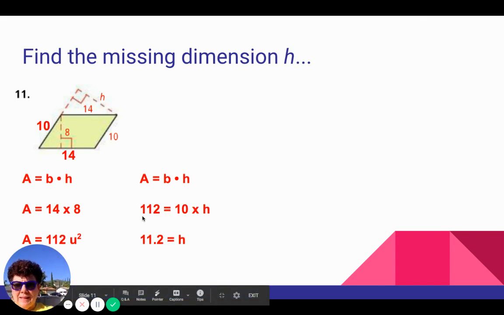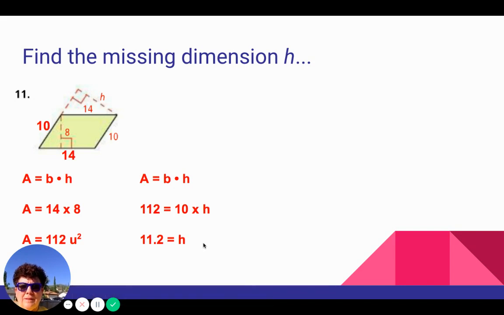That gives me the height that I'm looking for, 112 divided by 10. The height is 11.2. We don't have units on that, so that's going to be fine.